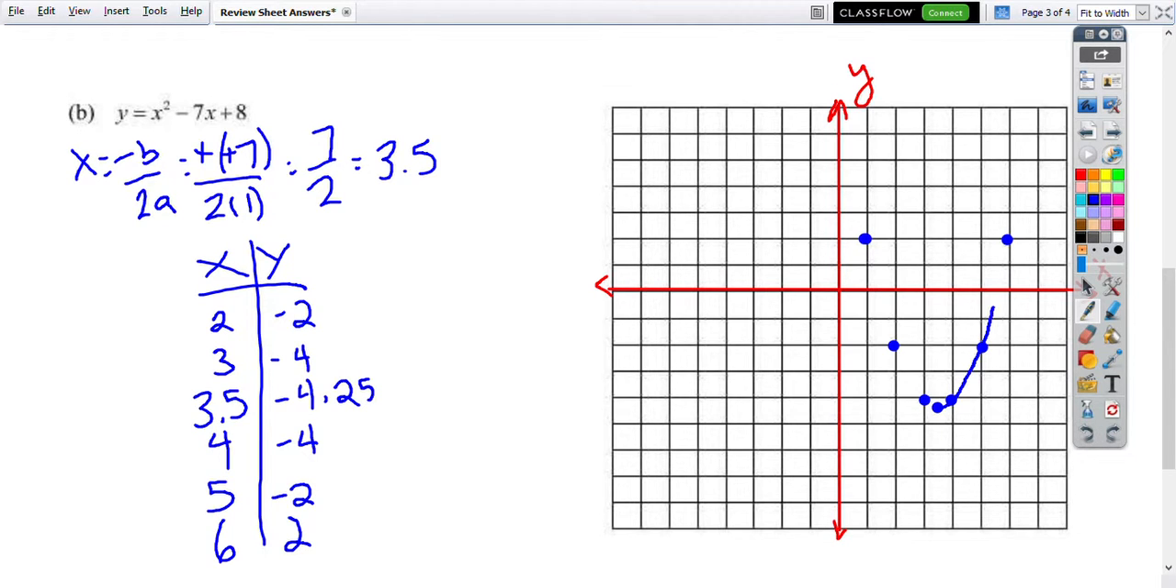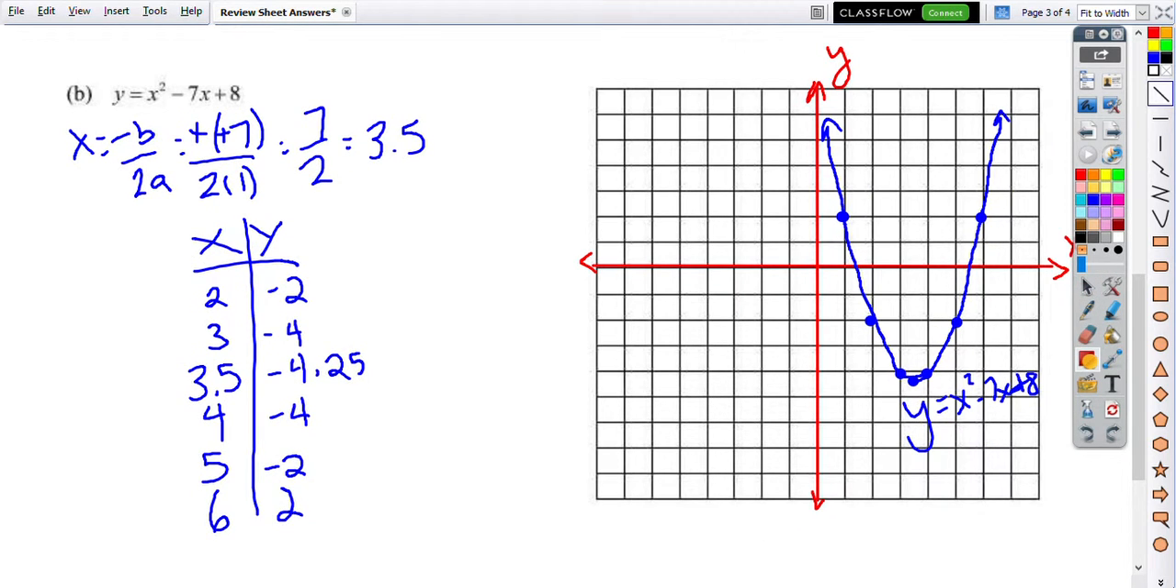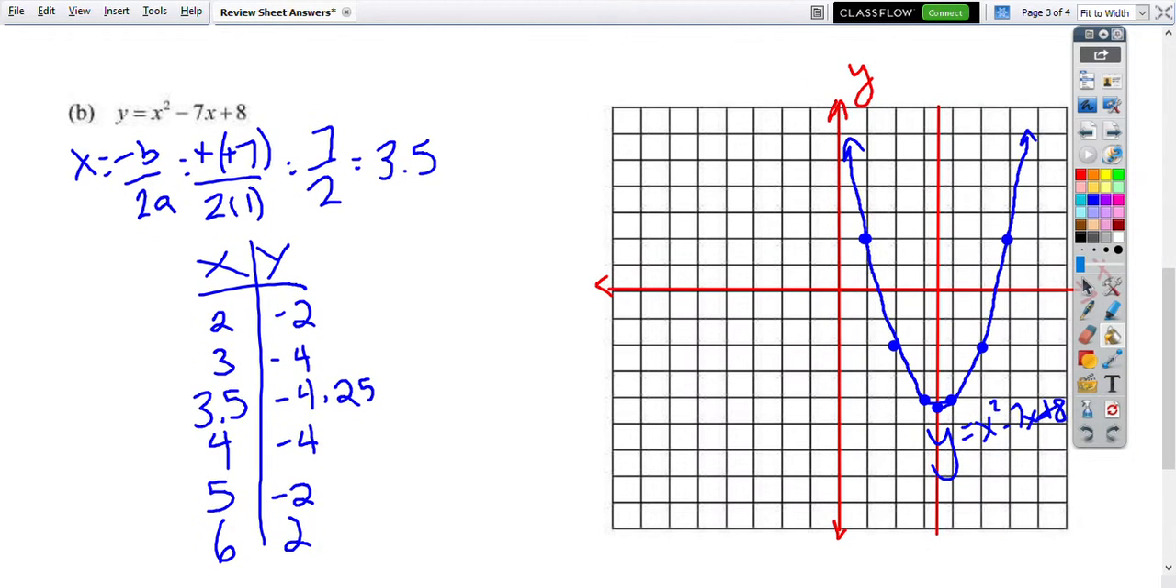It's not the greatest drawing with the stylus here, but you get the idea. And then we get our equation, y equals x squared minus 7x plus 8. Plus, we have our axis of symmetry, which is cutting down through 3.5 right there. So if we need to, we can graph that.